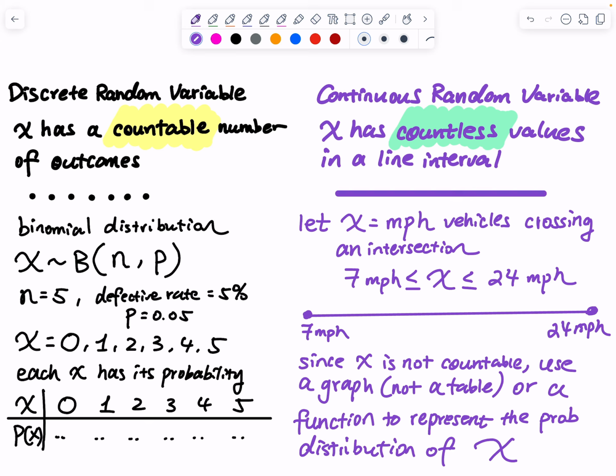So basically the difference is countable. You need to provide a table to describe the probability distribution. That is for discrete. Not countable, then that will be for continuous. Then you have to state the minimum, the maximum, and then you have an interval x between the minimum and the maximum. And then regarding the probability distribution, you need to either provide a graph or a function to describe the probability distribution of this random variable x.